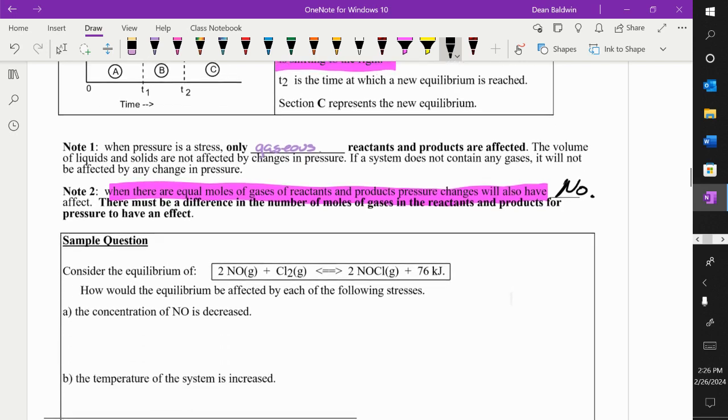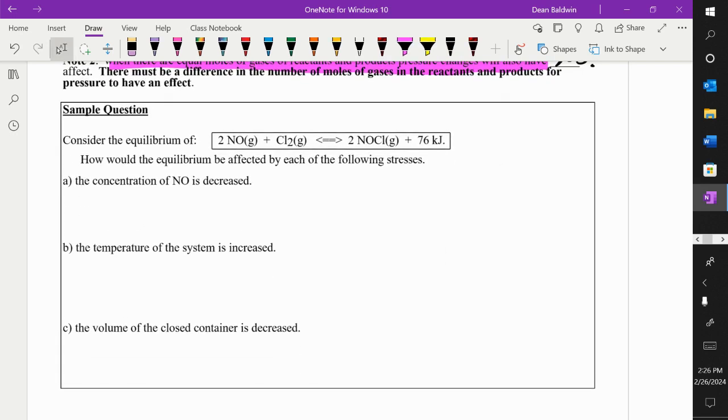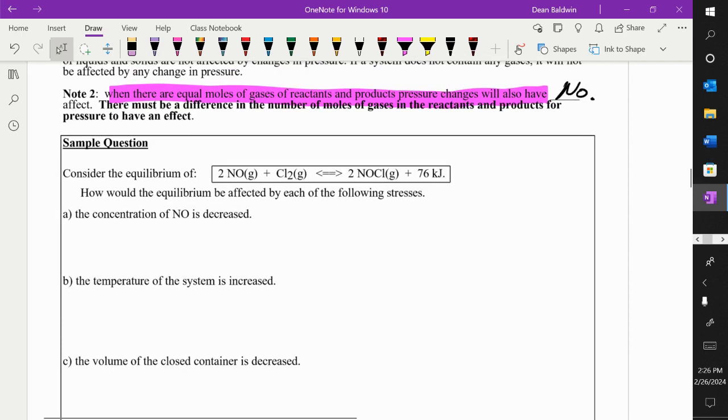Okay. So this is sort of a classic quiz/test question. Here's a reaction: NO plus chlorine gas gives NOCl gas plus 76 kilojoules. If we decrease the concentration of NO, so we take this and we remove it from the system, which way is the equilibrium going to shift? It's going to shift left to compensate for that.